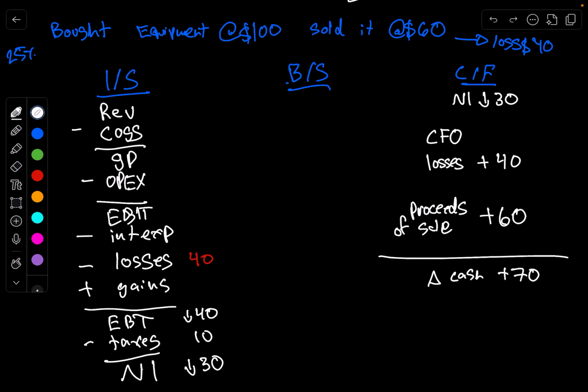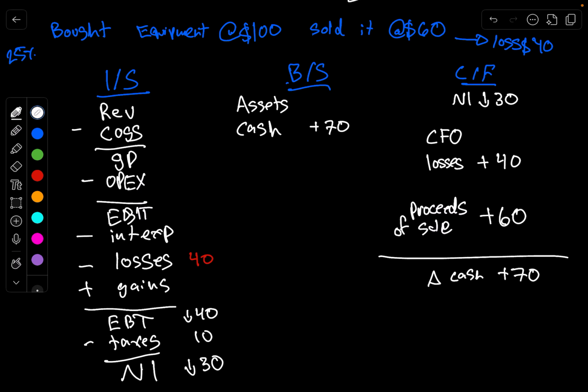So that's 10 extra dollars that are going to be in my hand, and the $60 that I got in terms of the proceeds from that sale, meaning that I have $70 more of cash on hand, right? So now we can move on to our assets. We have our cash, so that is a positive 70.